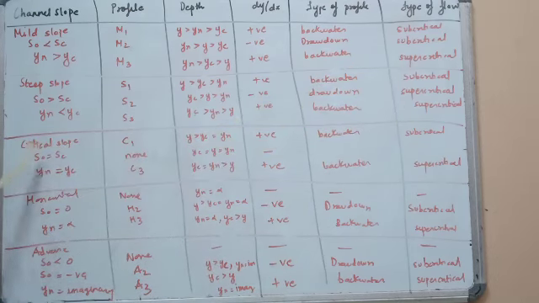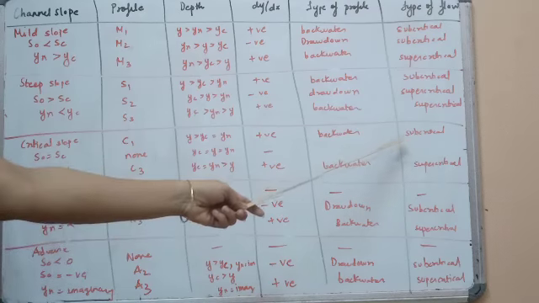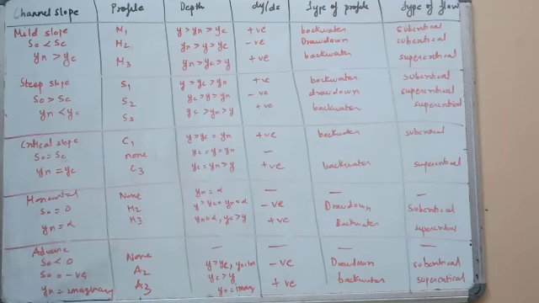Next is critical slope, which means S0 is equal to SC, or yn is equal to yc. In that case, I have already mentioned the C2 zone doesn't exist. So there will be only C1 and C3. Here y will be greater than yc equal to yn in C1, and y will be less than yc equal to yn in C3. In C1 and C3 we have seen both were a backwater curve, an increasing curve. So the slopes were positive and backwater, and the corresponding flows are subcritical and supercritical.